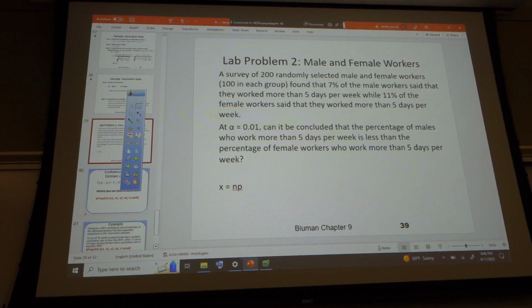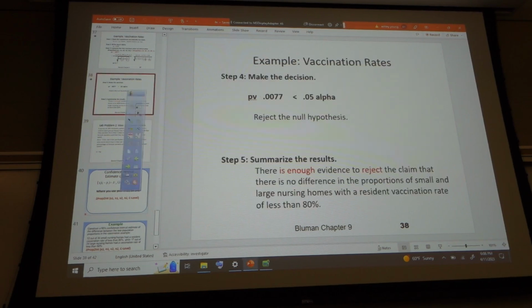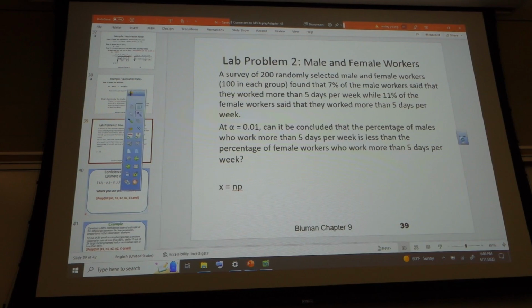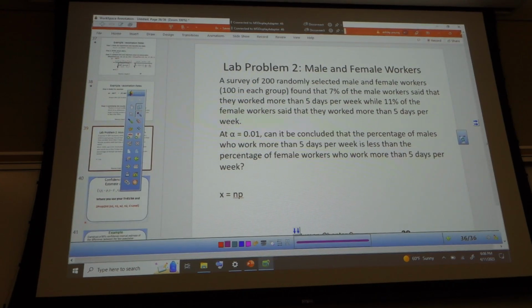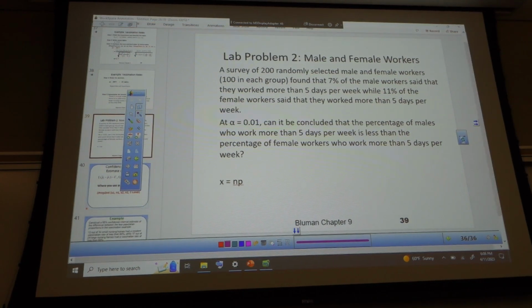So lab problem number 2. First, let's figure out what the claim is. I'll give you folks a couple minutes to figure out what the claim is, your H naught, your H1. And then we'll take a look at part 3.